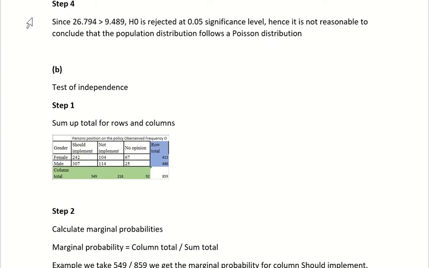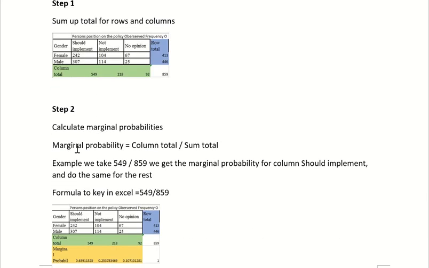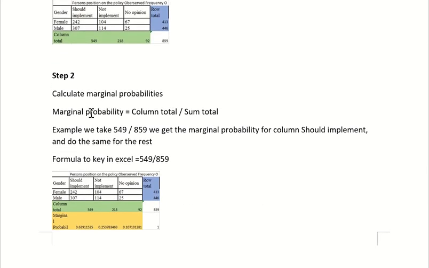So for that, part B, case study 2B, it is a test of independence. We'll first sum up the total for rows and columns. In step 2, we'll calculate the marginal probabilities. The marginal probability formula is column total divided by the sum total, respectively for each.